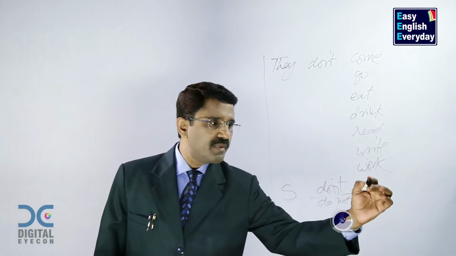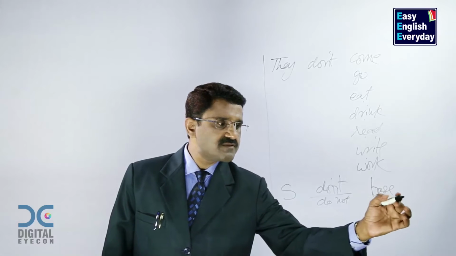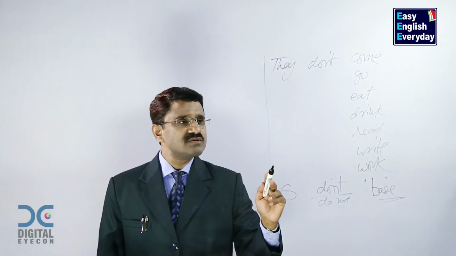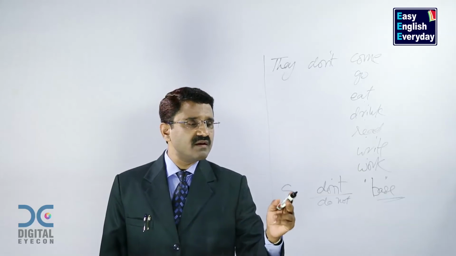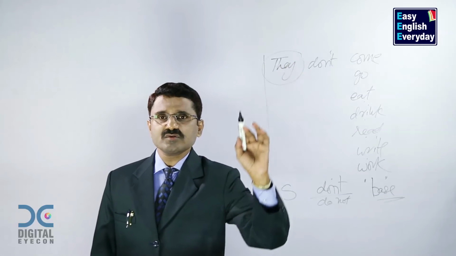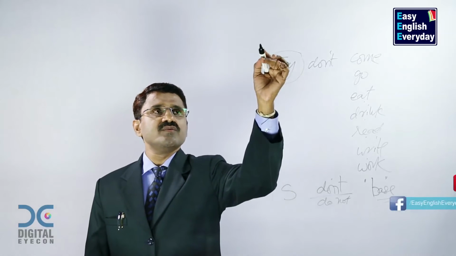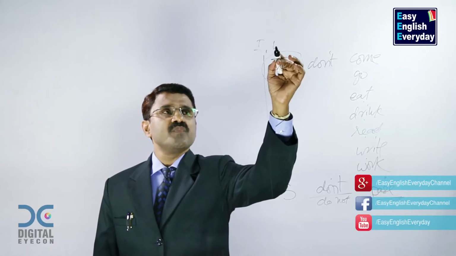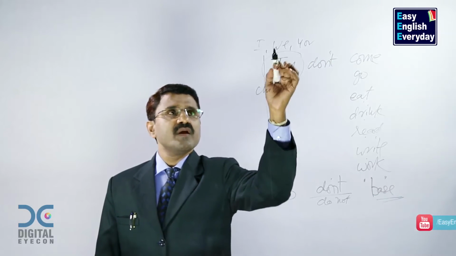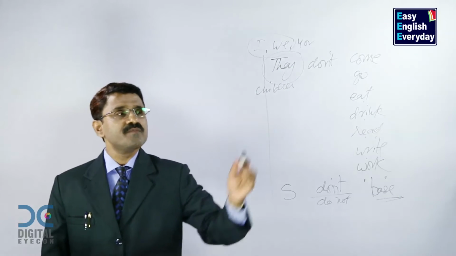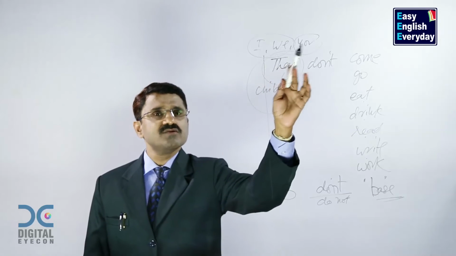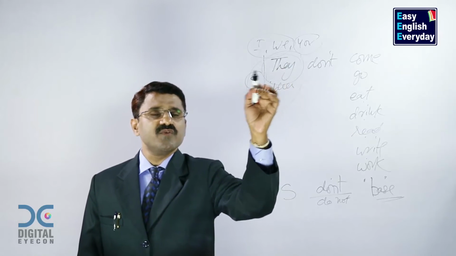Which form? Base form. These are the base forms of the action verbs. They don't come, they don't go, they don't eat, they don't drink, they don't read, they don't write, they don't work. Now here I can use not only they, but I can also use I. I don't come, we don't come, you don't come, children don't come. I and we, first person, you, second person, they and children, third person. 1, 2, 3, 4, 5. You can use it maximum for 5 people.